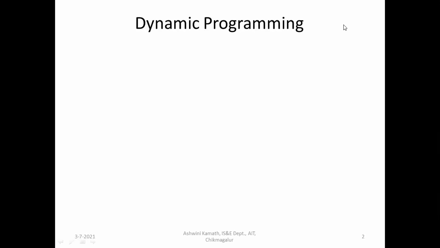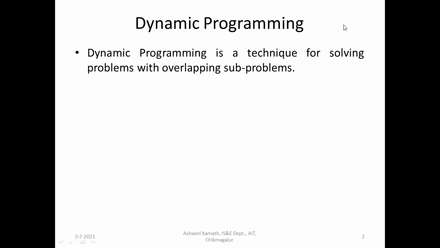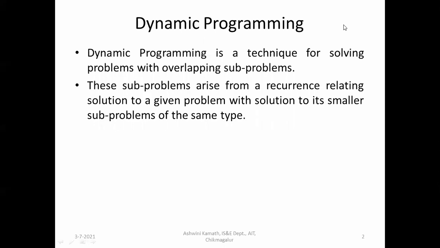Let us discuss what dynamic programming is. Dynamic programming is a technique for solving problems with overlapping subproblems. Overlapping subproblems means, for example, if a problem depends on a recurrence relation, we can solve it using dynamic programming. These subproblems arise from a recurrence relating the solution to a given problem with solutions to its smaller subproblems of the same type. So when you divide the problem into subproblems, all the subproblems will be of the same type.